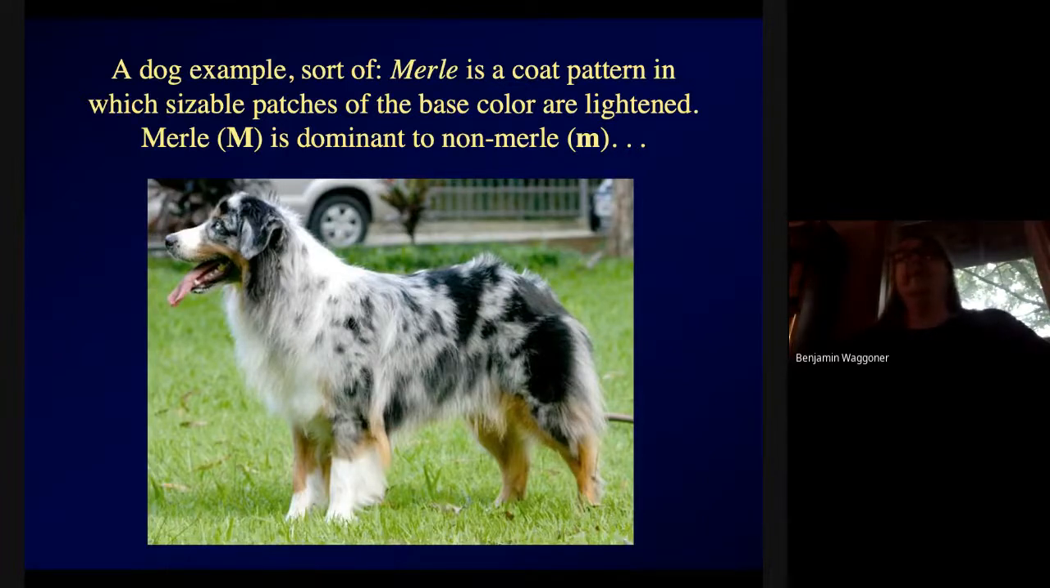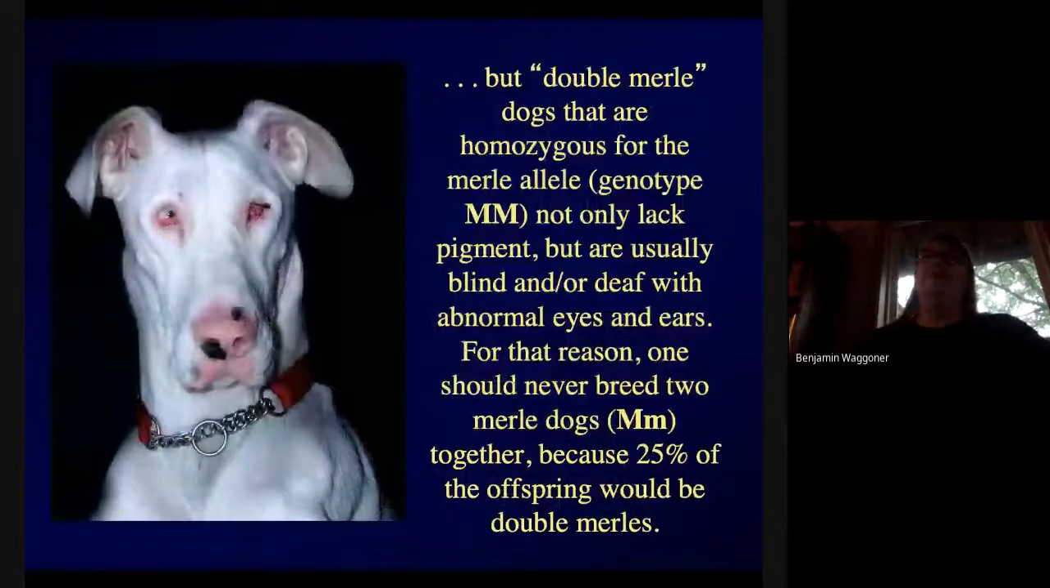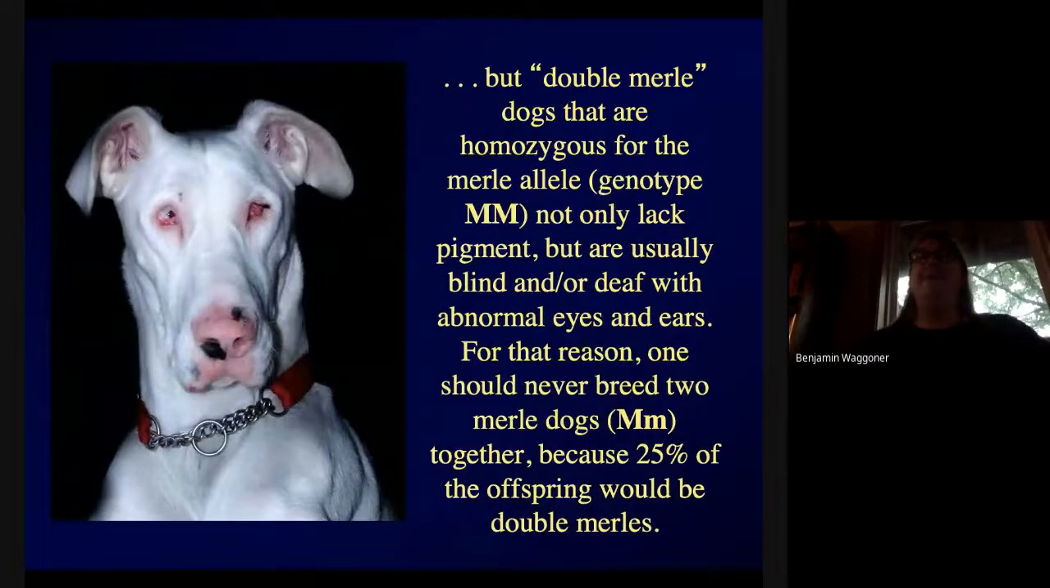Now, it turns out that Merle is dominant to non-Merle. But if you have a dog that is homozygous for Merle, so genotype big M, they lack pigment almost completely, and they also develop abnormal eyes and ears, so they're usually blind and deaf. This very unfortunate dog is a double merle. And this is why you should never breed two merles together, because if you do, roughly 25% of your offspring are going to be double merle and not only lack pigment, but they'll be severely handicapped with inability to see or hear. Something to keep in mind if you ever do dog breeding.